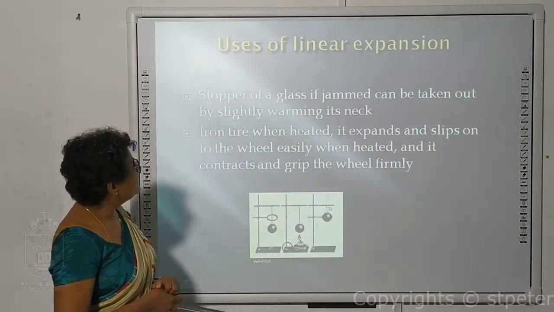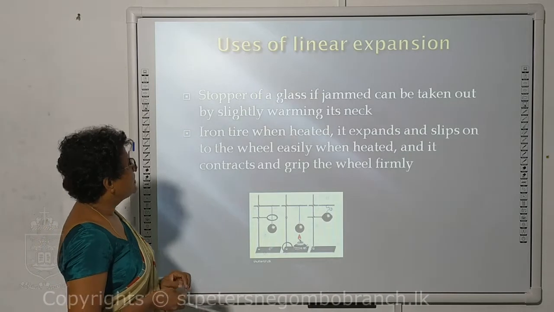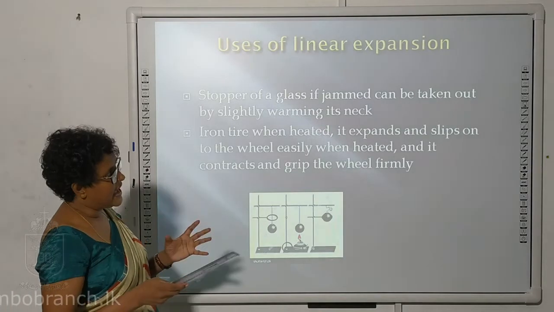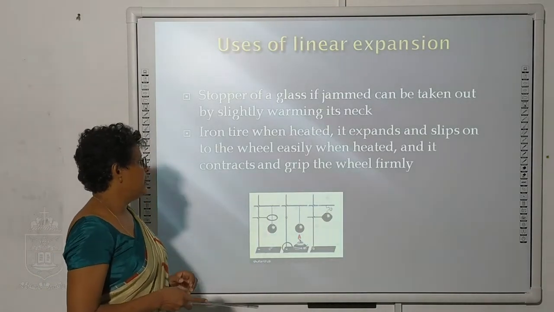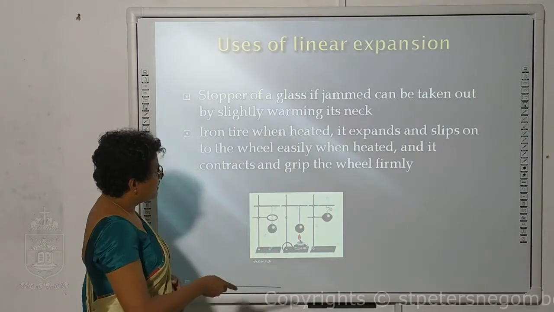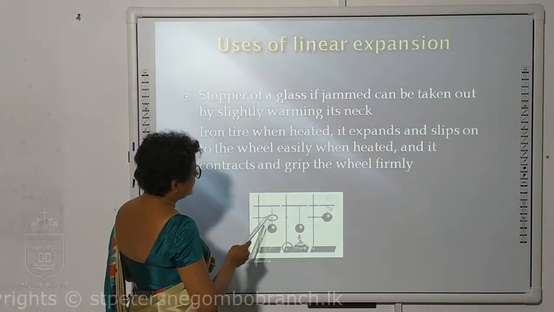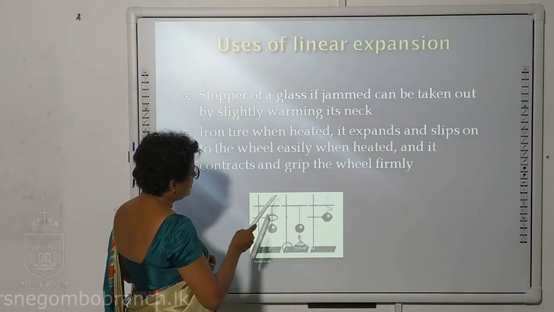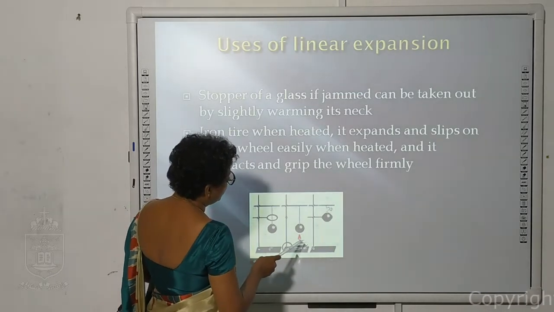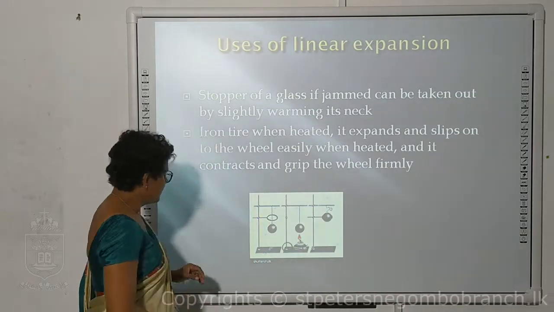Right? Uses of linear expansion again. A stopper of a glass, if jammed, can be taken out by slightly warming its neck. An iron tire, when heated, expands and slips onto the wheel easily, and when it cools it contracts and grips the wheel firmly. This is a small experiment that you can do in the science laboratory. Now the ring is here. This is a metal ball. You can easily put this metal ball through this ring, but when you heat this metal ball, it will expand and you cannot put it through the ring.